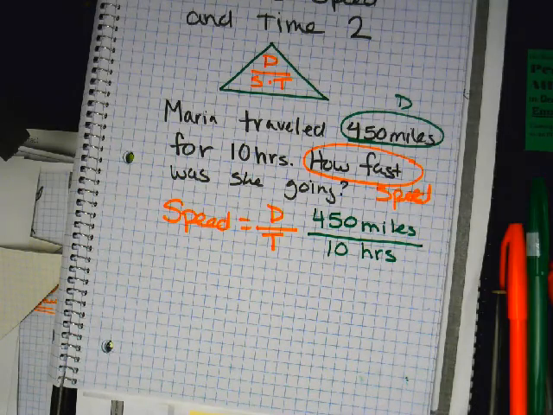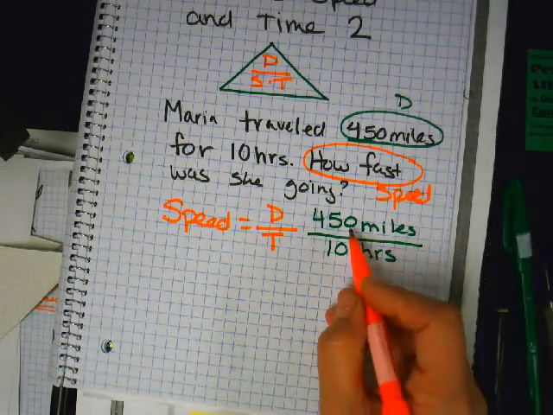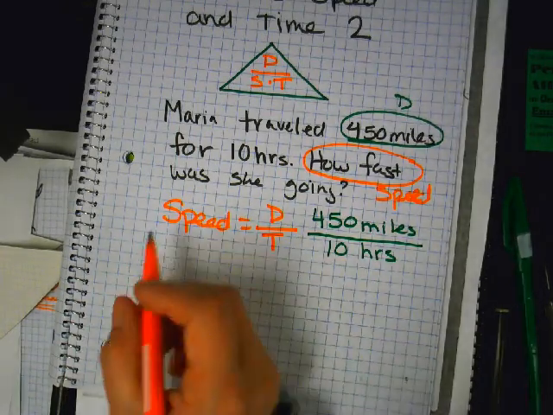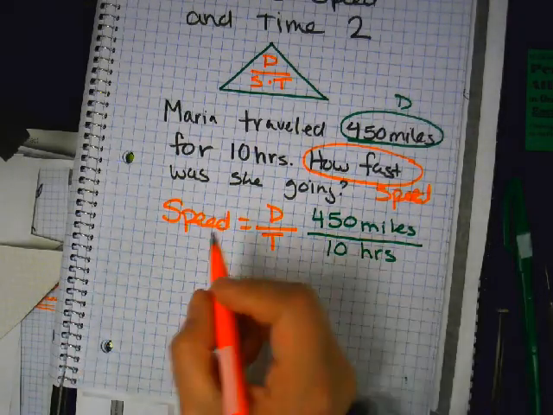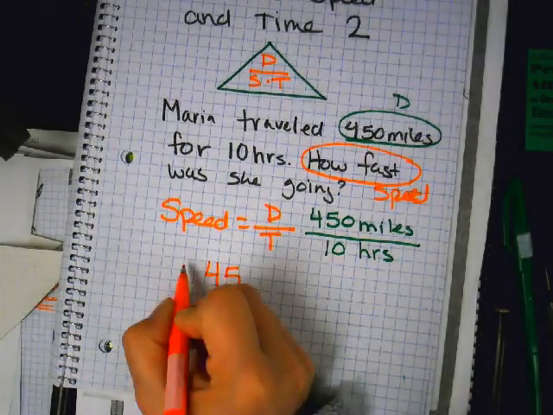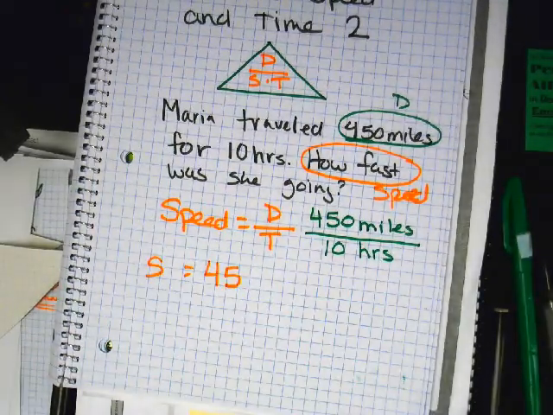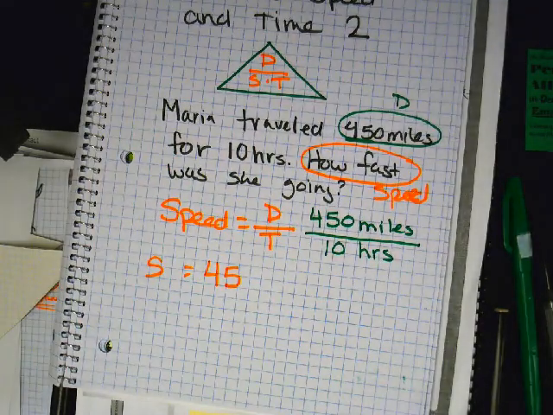Does everybody understand why the 450 goes on top and the 10 goes on the bottom, Carolina? Yes, woohoo. All right. So what's 450 divided by 10? 45. Very good, 45. Now, if I write my answer 45, am I going to get the points? No. What is missing?